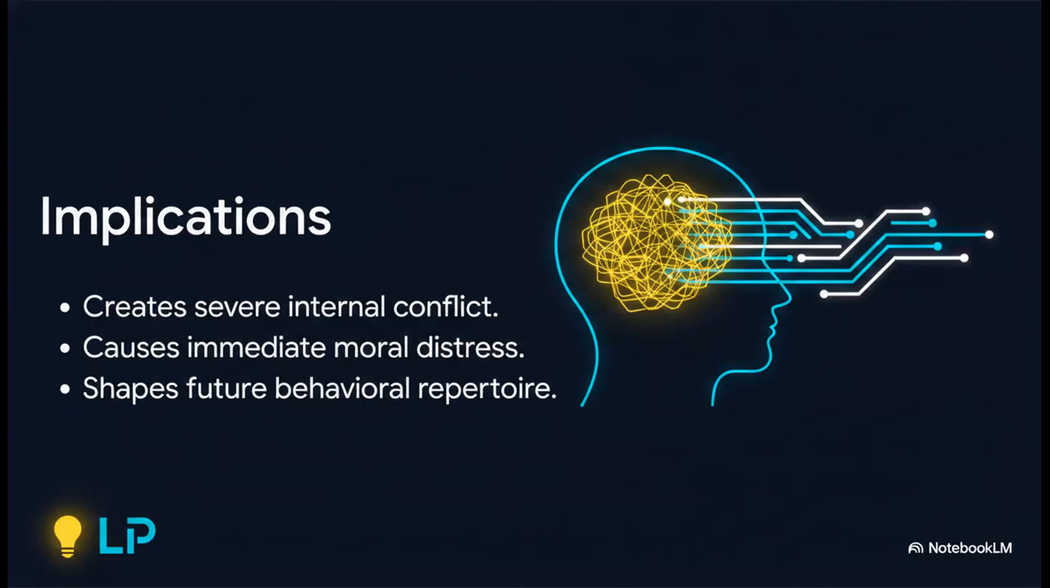So what's the implication of all this? Well, these aren't just dry academic exercises. They generate profound psychological and emotional stress. When individuals face these unreconcilable choices, it causes immediate moral distress, guilt, or regret, especially if a choice leads to harm. But most importantly for our structural analysis, the weight of these decisions fundamentally shapes an individual's moral beliefs and heavily dictates their future behavioral repertoire.